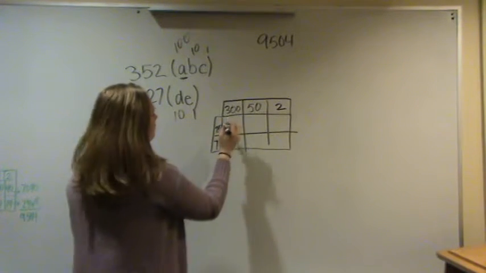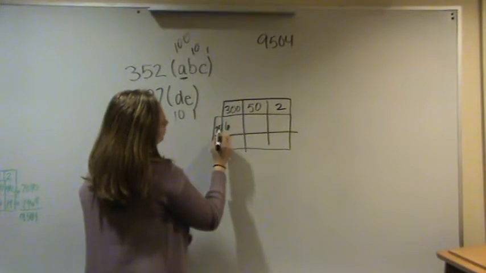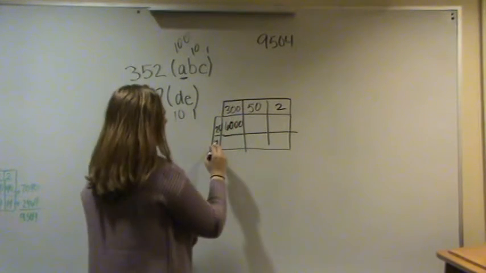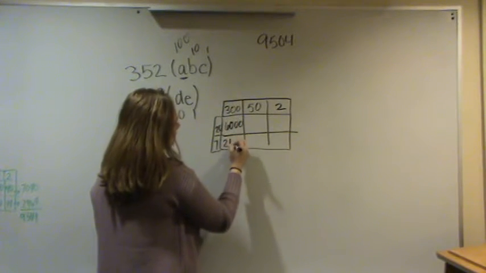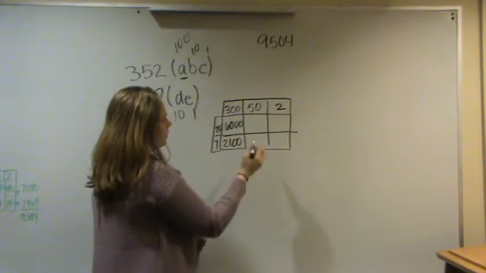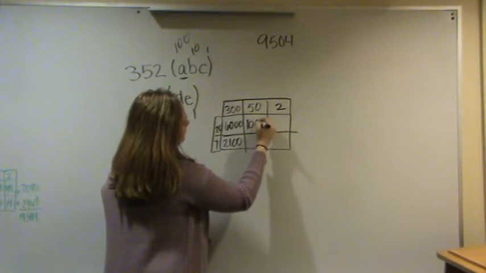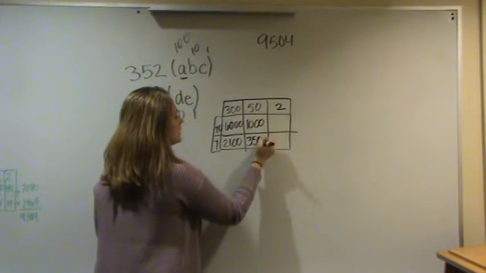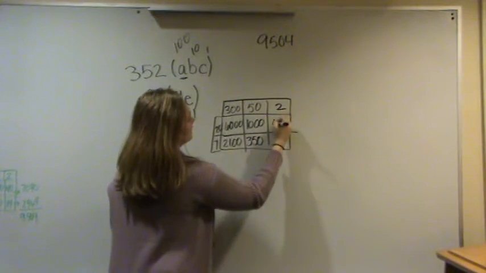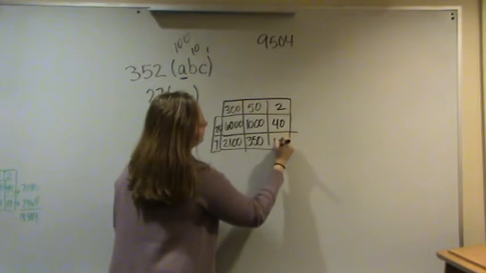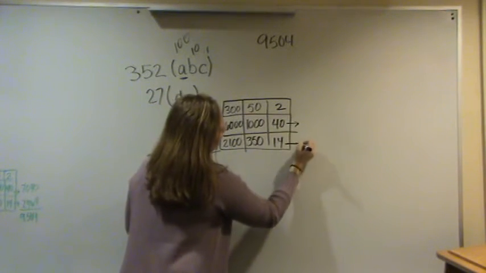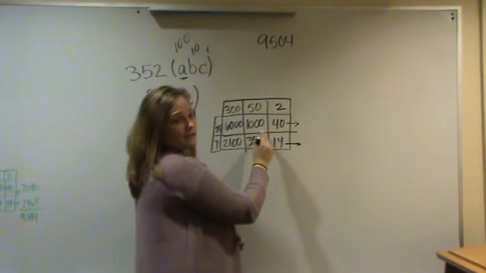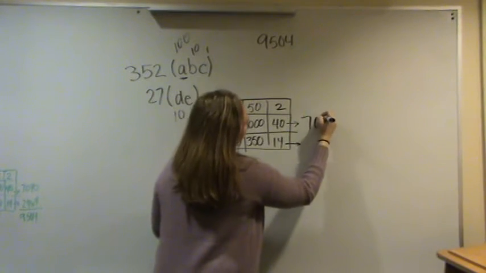So this one, I'm going to do 2 times 3 is 6, and I'm going to do 1, 2, 3 zeros to get 6,000. Here I'm going to do 7 times 3 is 21, 2 zeros right there. 5 times 2 is 10, plus 2 zeros. 7 times 5 is 35, plus 1 zero. 2 times 20 is 40. 2 times 7 is 14. I'm going to add those straight across. And I'm going to get 6,000 plus 1,000 is 7,000, plus 40 is 7,040.